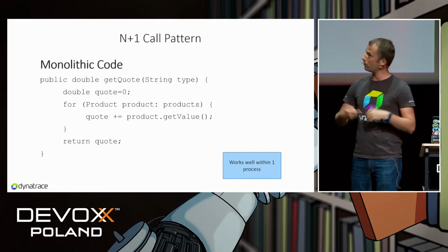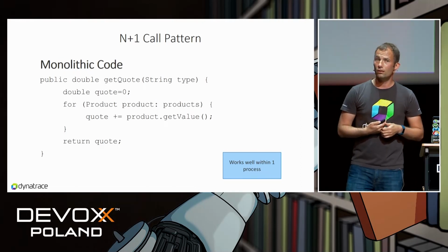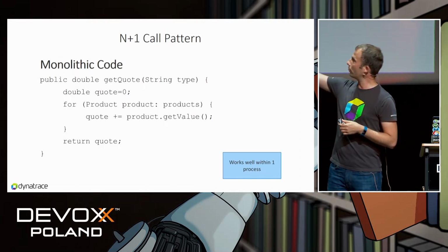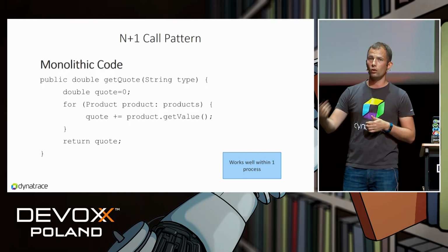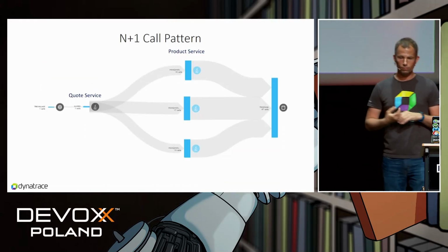Works well within one process. If you distribute this in a distributed system where product get value, for instance, makes a call to now a microservice because this is so cool, then we may end up with a big problem.